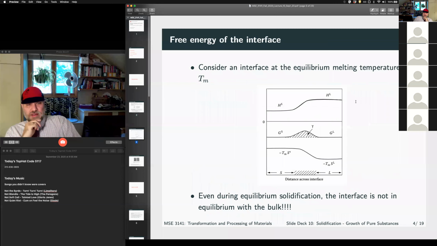And if we consider an interface at equilibrium, at the equilibrium melting temperature, right?